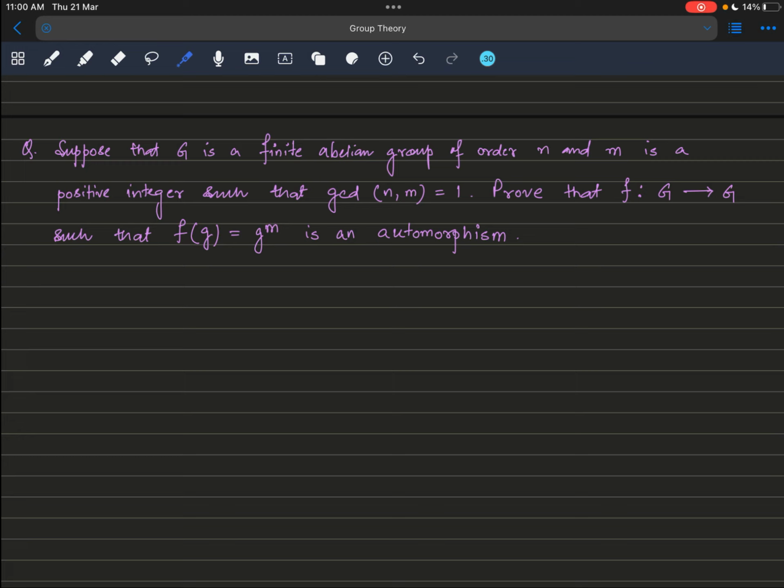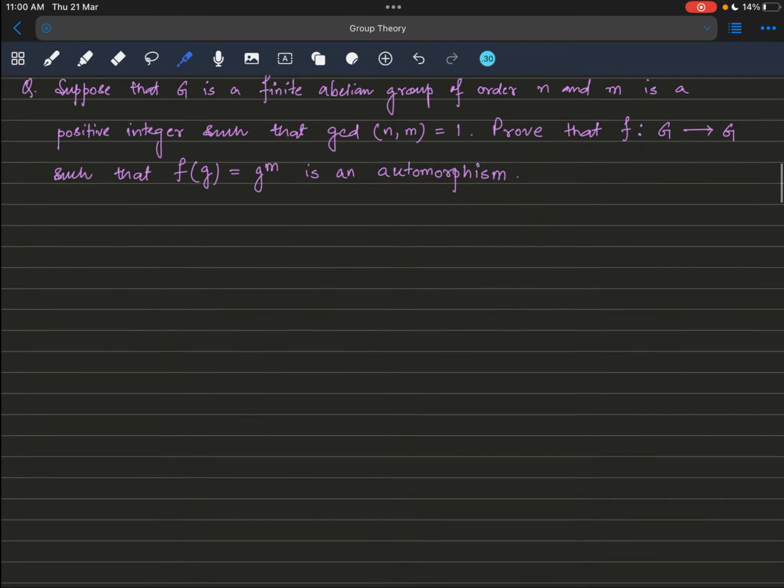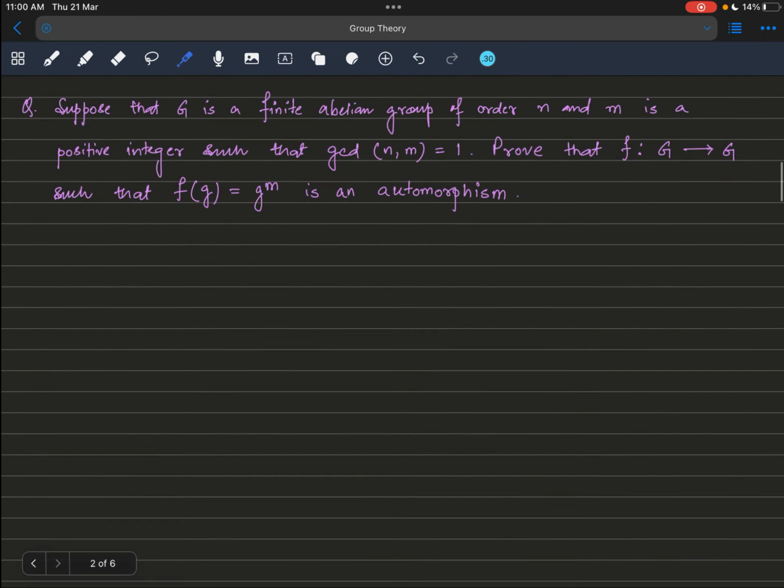Suppose that G is a finite abelian group of order n and m is a positive integer such that GCD of n, m equals 1. Then we have to prove that the map f from G to G such that f of g equals g to the power m is an automorphism. Okay, so how do we approach it? Come back to the solution.